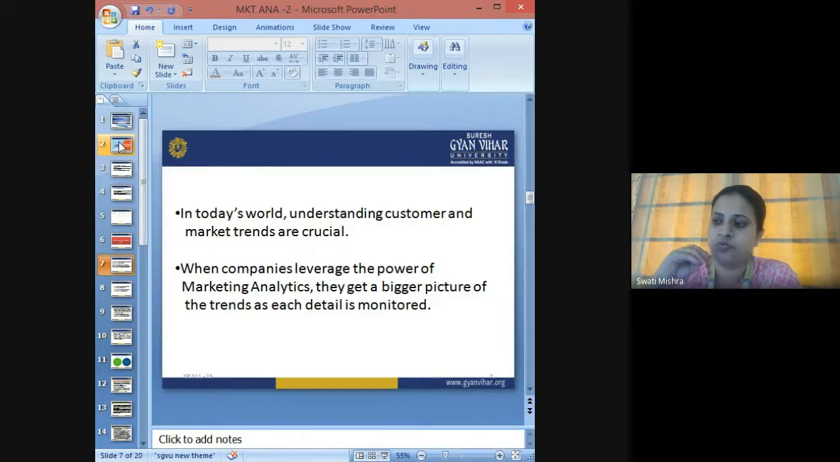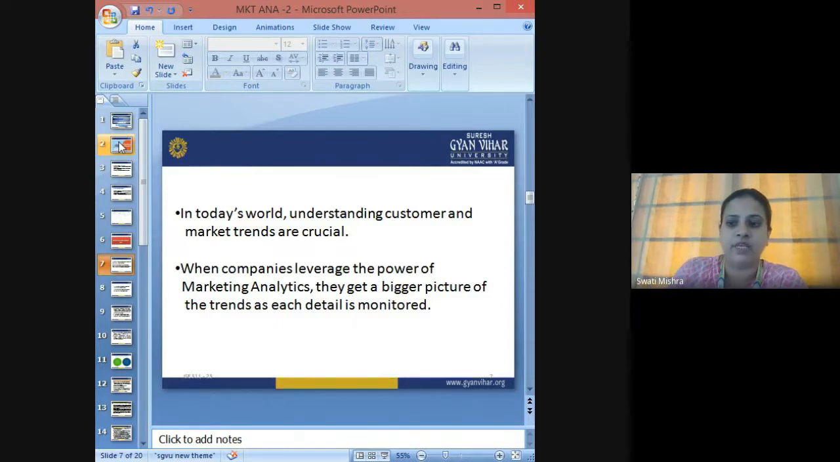So for every brand, it becomes highly important that they analyze the customer's requirements, perceptions, wants, and of course their behavior towards any particular marketing campaign or any particular marketing advertisement that is created. Unless the organizations or the brands are actually analyzing these trends, it cannot be said that they are going to perform better in the future.